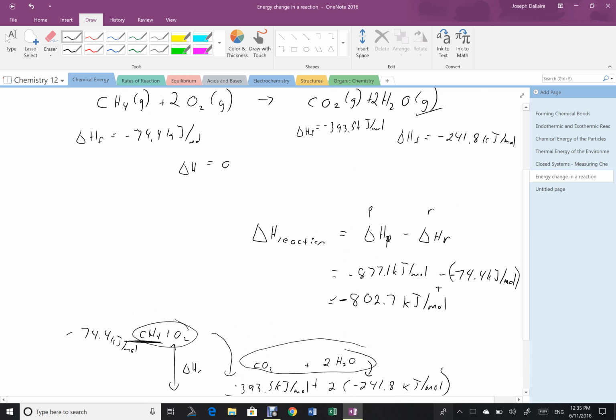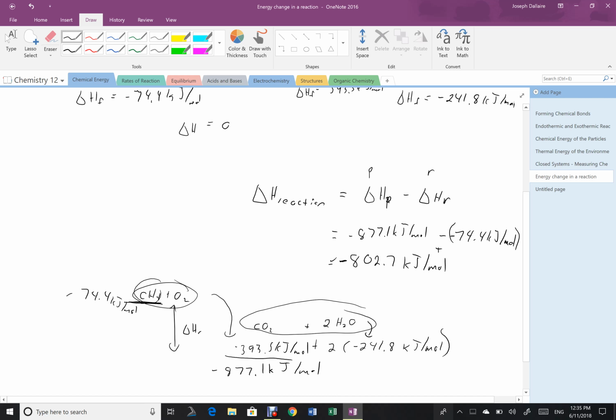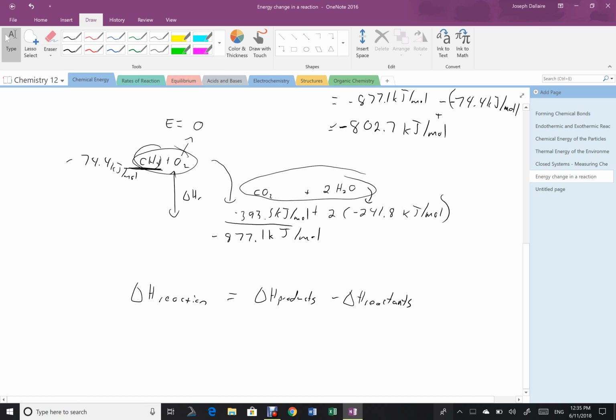It started in this hole where the negative 74.4 came from the CH4, and the O2 was at our zero reference level, and it went down to CO2, which is way further down than our reference level, and two 241s. So all the way down to that 877 level, the change that's available for energy, delta H, worked out to be negative 802.7 kilojoules per mole. If you look at further examples of this, there's going to be more and more where we tie it further, but that's how I get the delta H for a reaction, assuming I know the delta H's of formation.